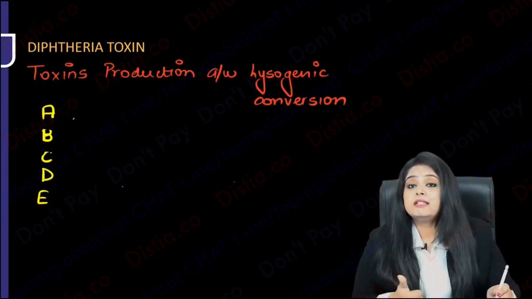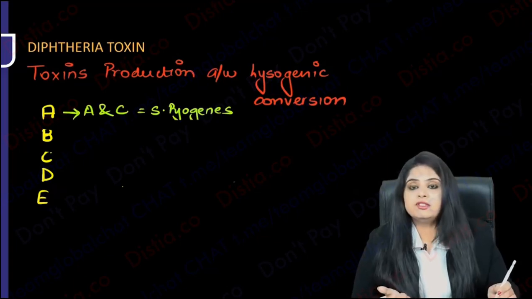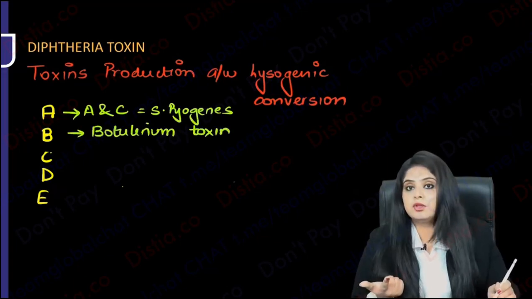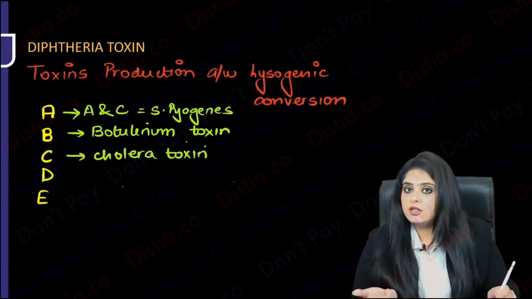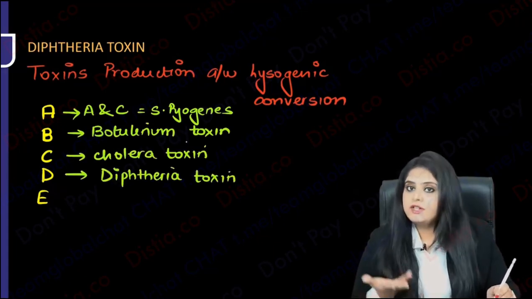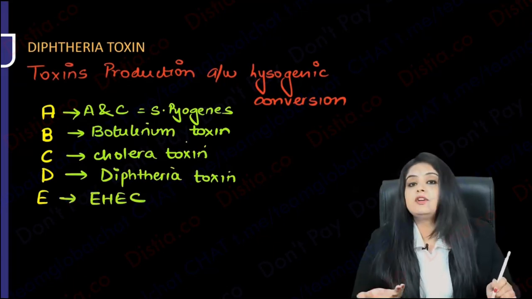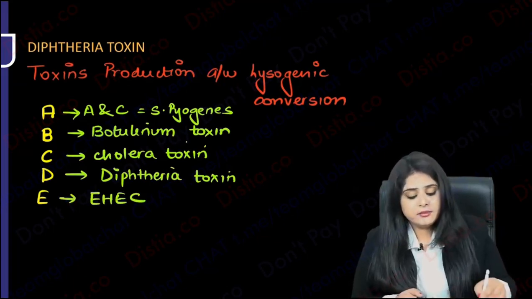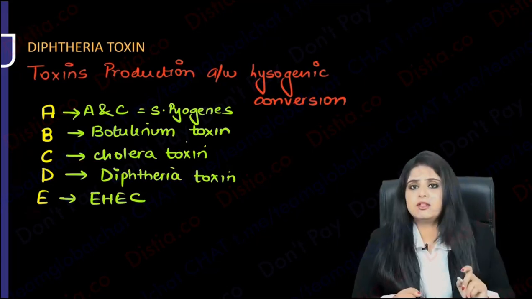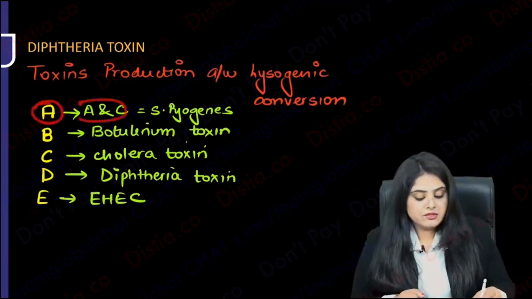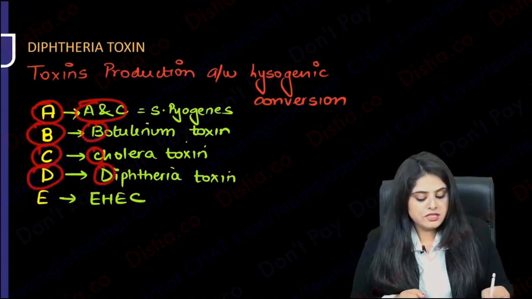What is A? The A and C of Streptococcus pyogenes. What is B? Botulinum toxin. C is the cholera toxin. D, you are anyway reading over here, diphtheria toxin, and E for enterohemorrhagic E. coli. The same slide I have taught you way back in general microbiology also. So A and C of Streptococcus pyogenes, B of botulinum, C of cholera toxin, D of diphtheria toxin, and E for enterohemorrhagic E. coli.